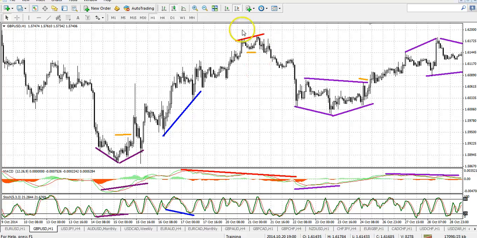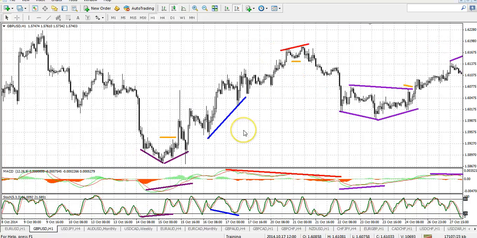And this is the type of divergence that we are looking for quite a lot. These two points close to each other, with this little insignificant low here. And then, of course, when price closes and breaks lower, it kept on falling.